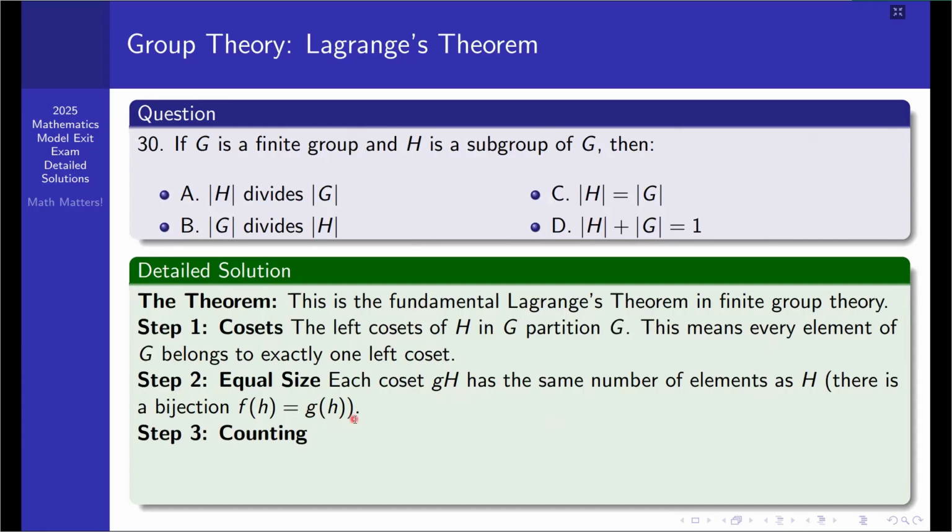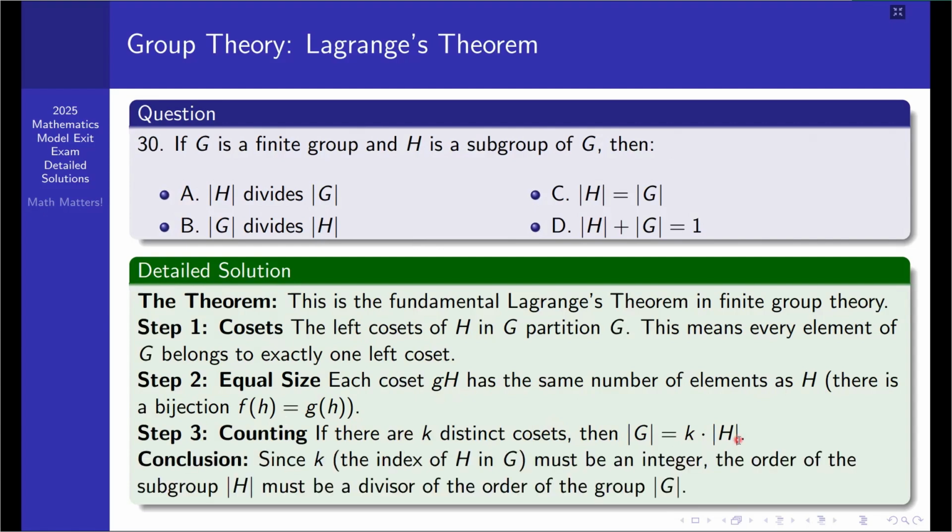And third, counting: if there are k disjoint cosets, then the number of elements of G is equal to k times the number of elements of H. So the conclusion will be, since k, the index of H in G, must be an integer, the order of the subgroup H must be a divisor of the order of group G. So the correct answer for this one could be A, that is, the order of H divides the order of G.